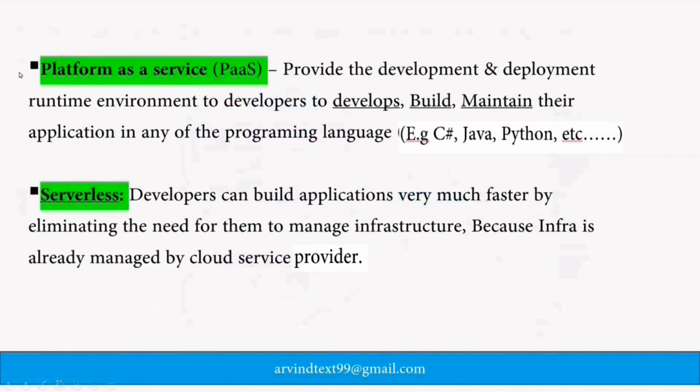So let's discuss platform as a service, PaaS. It provides the development and deployment runtime environment to developers to develop, build, and maintain their applications in any programming language, like C#, Java and Python. So Microsoft is providing a platform to these developers of the company, who can develop, maintain and build their applications. They deploy their application on the Azure cloud. So this is the example.